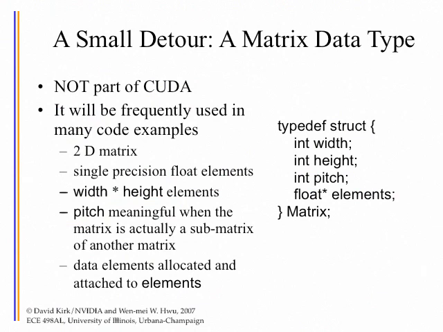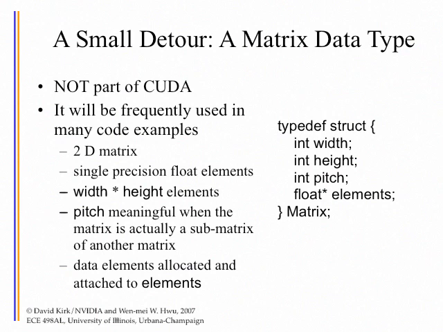We're going to be using a very simple data structure to illustrate a lot of these concepts. So I'm going to introduce this data type. This is just a C data type, nothing fancy about it. It's a struct. It has width, height, and pitch, so three integer fields, and then one pointer field that points to the elements. So this is a matrix data type.